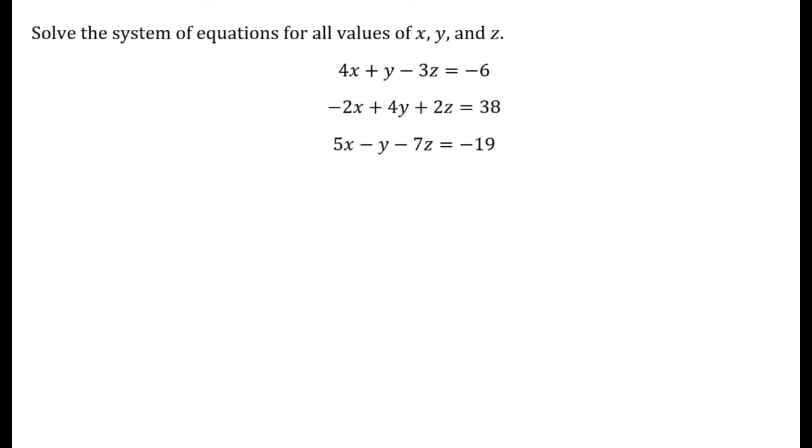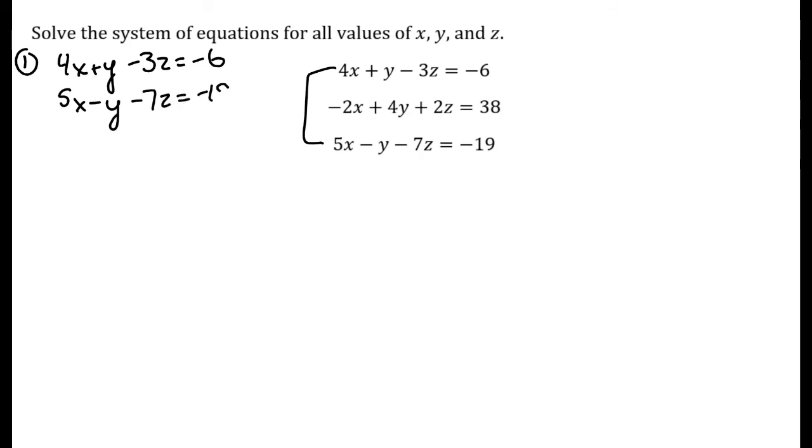So looking at these, what variable do I want to eliminate? Well, in the last one we got lucky because those z's eliminated right away. Well, wait a minute, I see that these guys can be eliminated, those y and minus y. So the first thing we're going to do is add those together. 4x plus y minus 3z equals negative 6. And then 5x minus y minus 7z equals negative 19. We got lucky there that those y's matched up, because when I add them together, they add to 0. So I get 9x minus 10z equals negative 25.